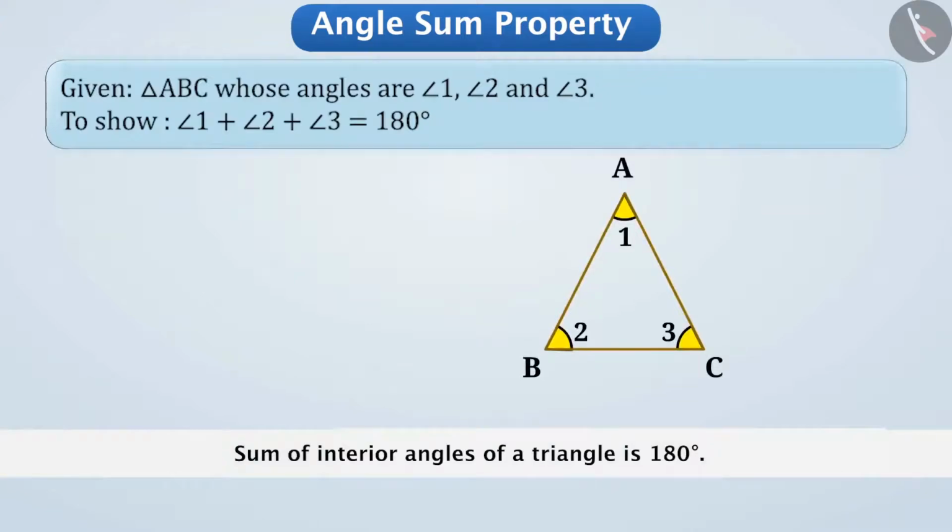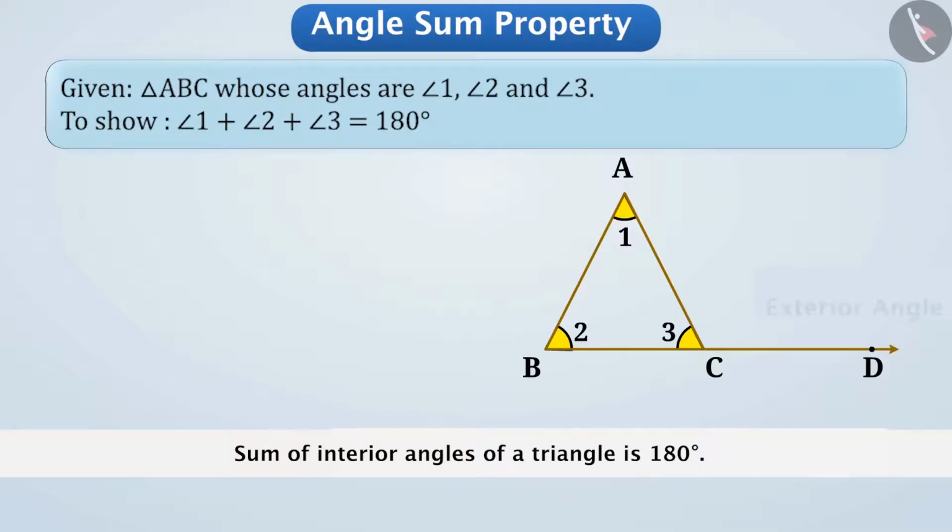Now, with the help of logical statements, we will verify that the sum of the interior angles of a triangle is 180 degree. We are given that a triangle ABC whose angles are angle 1, angle 2 and angle 3. We need to show angle 1 plus angle 2 plus angle 3 is equal to 180 degree. In order to show that, we will extend the side BC passing through point D.